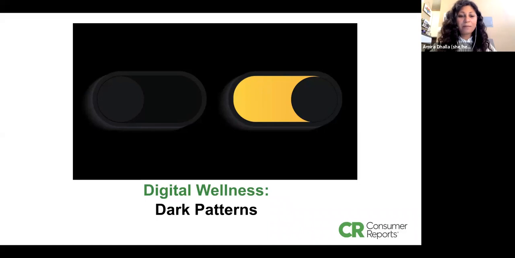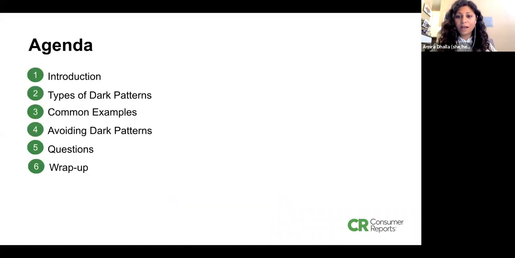Okay, we've got a packed agenda, so I'm going to quickly roll on to the agenda to share what we're going to go through today. I know many of you are here to understand what dark patterns are, so we're really going to go through the types that we're seeing, some common examples, and then we'll get into how to avoid them, talk about some cool projects that Consumer Reports and Access Now are working on together with many other organizations, and we'll do some questions and a quick wrap up.